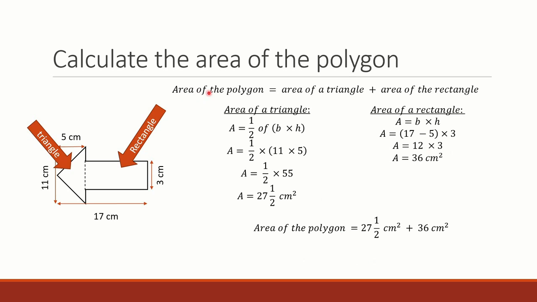So the area of the polygon, remember we said, is the area of the triangle plus the area of the rectangle. Here we've got the area of the triangle, 27.5 square centimeters. We have to add to that 36 square centimeters for the area of the rectangle. And if we add them together, we get 63.5 square centimeters. It's as easy as that. Remember, whenever you do a polygon, divide it up into shapes that you know you can calculate the area for. That's the easiest way to do the area of a polygon.